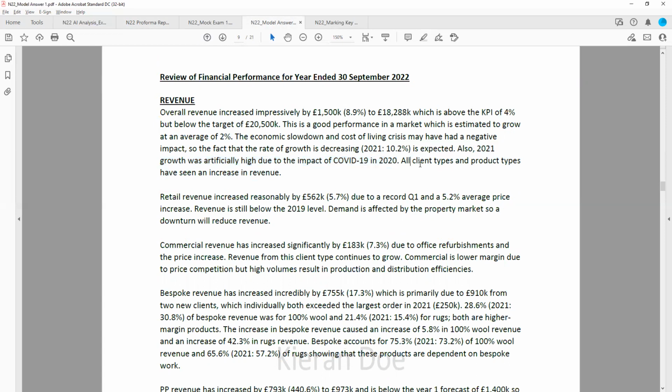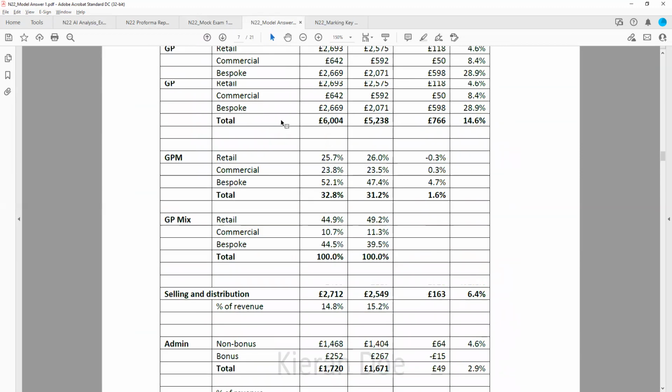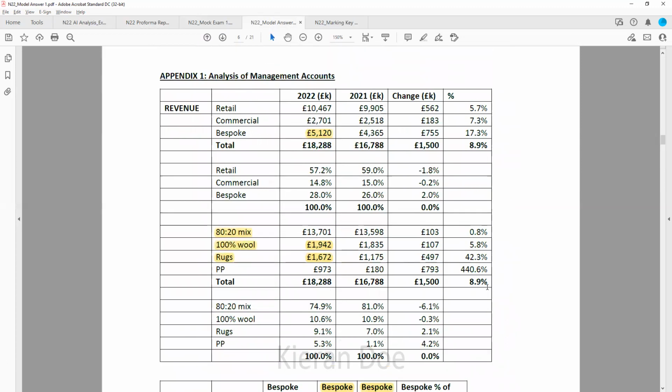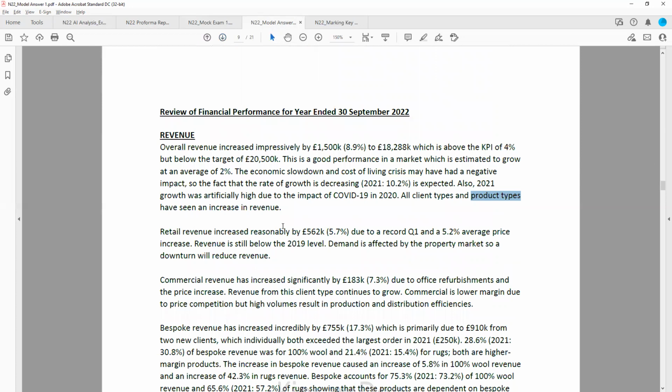And then you should look to see whether all client types and all product types have seen an increase or a decrease. If there's any trend there, that everything's going up or everything's going down, that's useful to look at and then have a point there. And we could see in our analysis that actually it was going up. Revenue for all product types has gone up. Revenue for all client types has gone up. So that's another good point to have there in overall revenue.